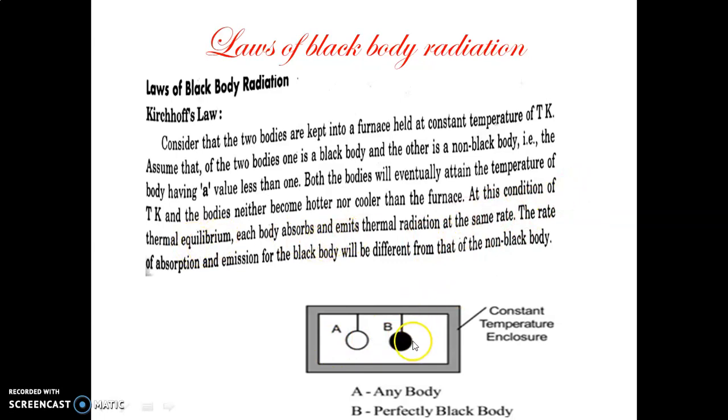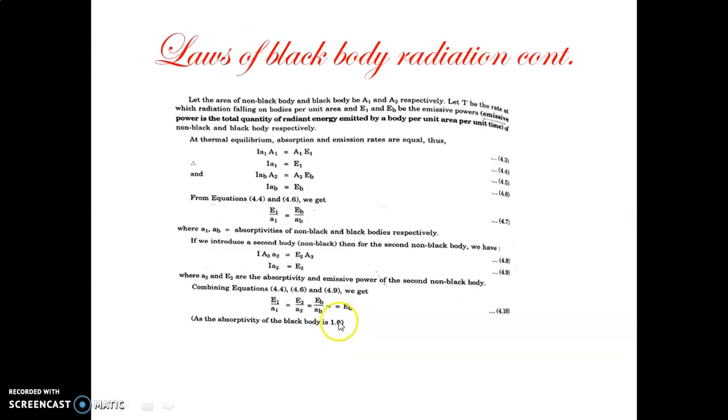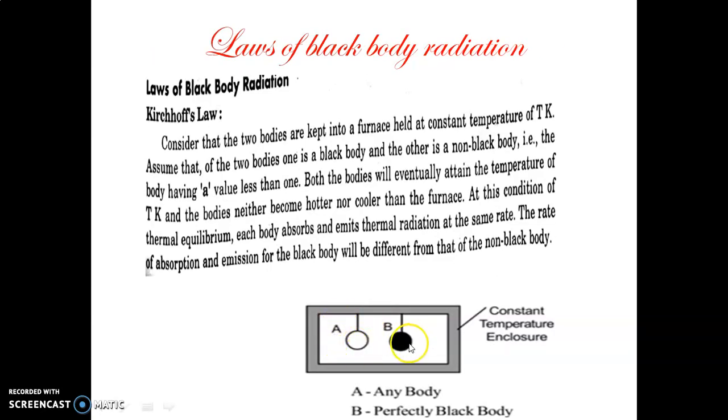What is meant by thermal equilibrium? When the black body, the non-black body, and the furnace attain a constant temperature T Kelvin, maybe 300, maybe 400, that is called thermal equilibrium. That means all these temperatures are the same. At thermal equilibrium, each body absorbs and emits thermal energy at the same rate, so the absorption and emission of thermal radiation are at the same rate.